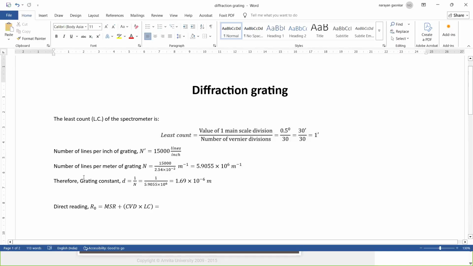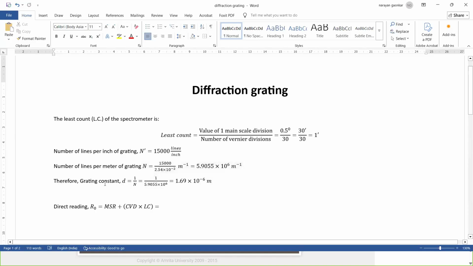And also you have to find out what is the grating constant to be used, and the number of lines per inch of the grating is 15,000 lines per inch. That is 15,000 slits are there in 1 inch length of the grating. Convert that into per meter by dividing it by 2.54 into 10 to the power minus 2 meter. That means 1 inch equal to 2.54 centimeter. So this is the value obtained.